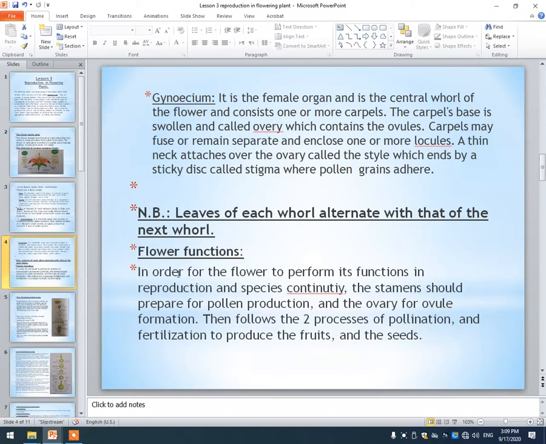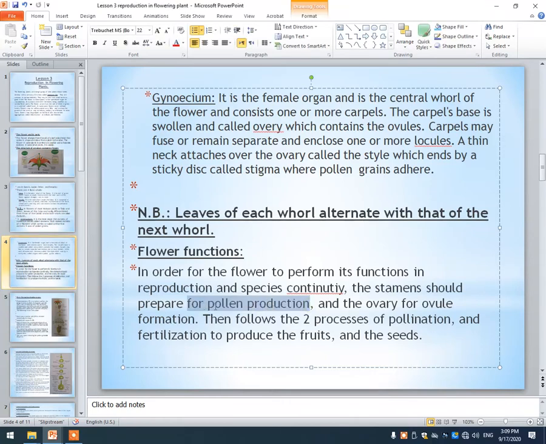Flower function. What's the flower function? In order for the flower to perform its function, reproduction and species continuity, the stamens should prepare for pollen production inside the anther, and the ovary for ovule formation. That is followed by the 2 processes of pollination and fertilization to produce the fruit and the seeds.